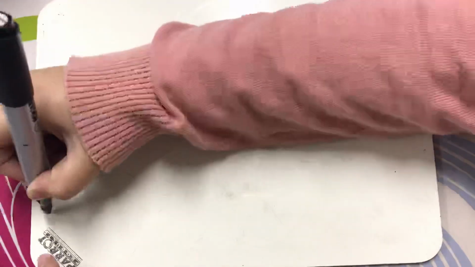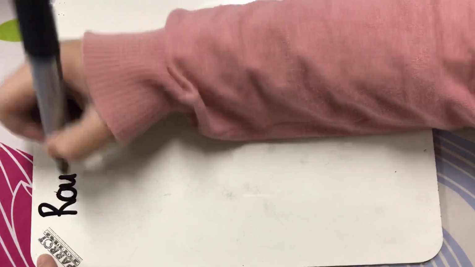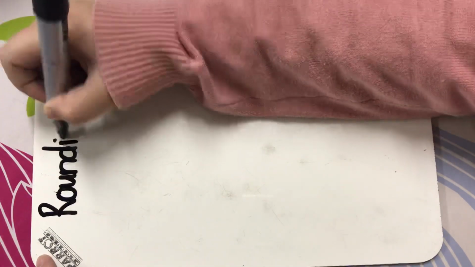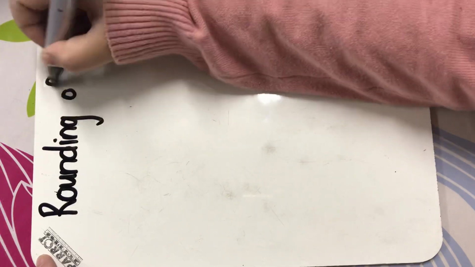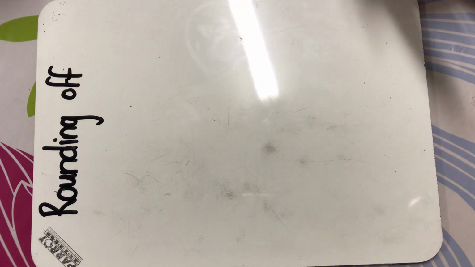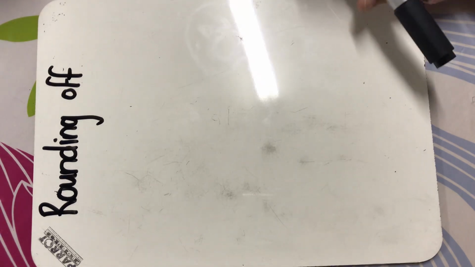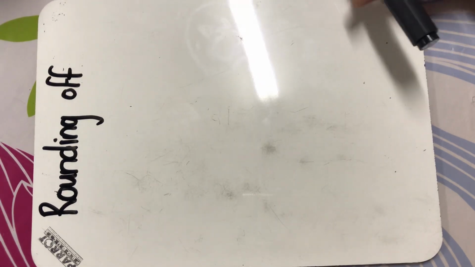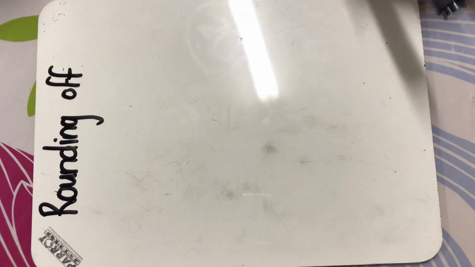Our maths topic this week is called rounding off. So let me just write that here. Rounding off. Now what rounding off means is that you are going to look at the number you are given and they are going to tell you, round it off to the nearest 10, 100, 1,000, whatever.